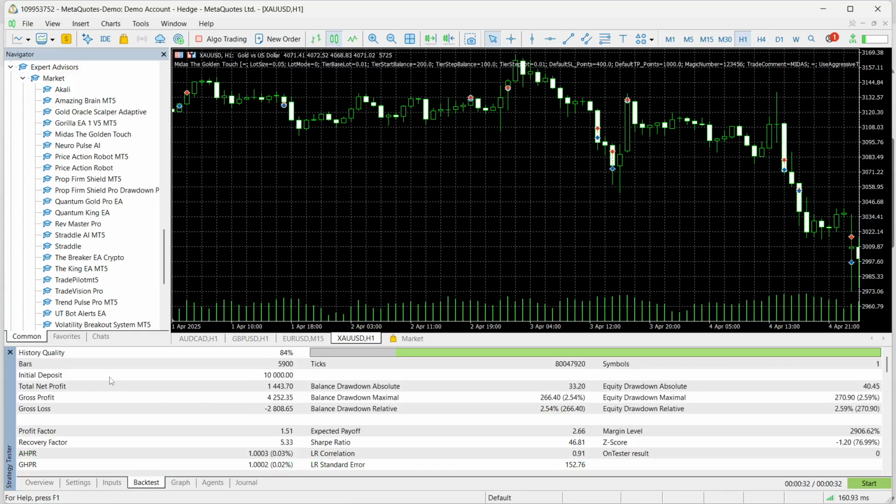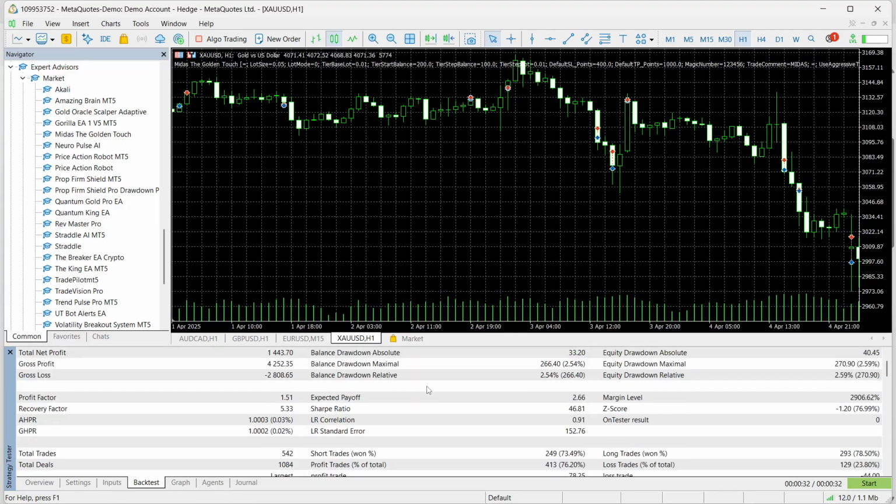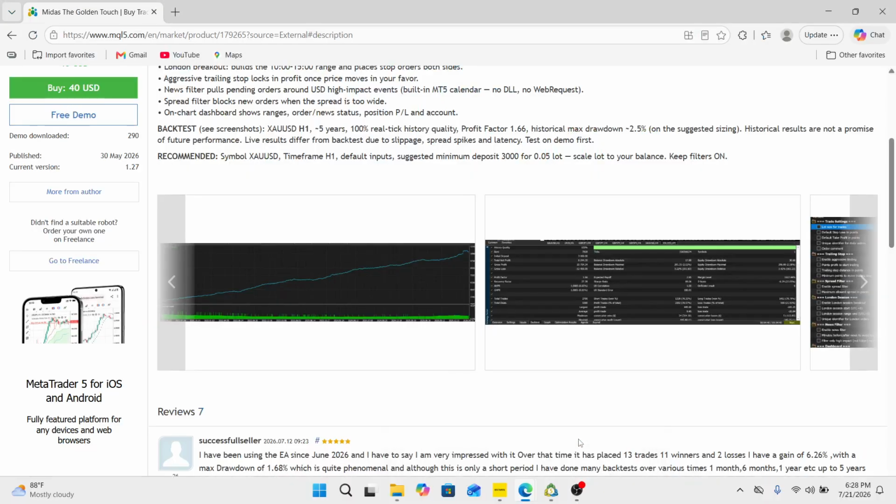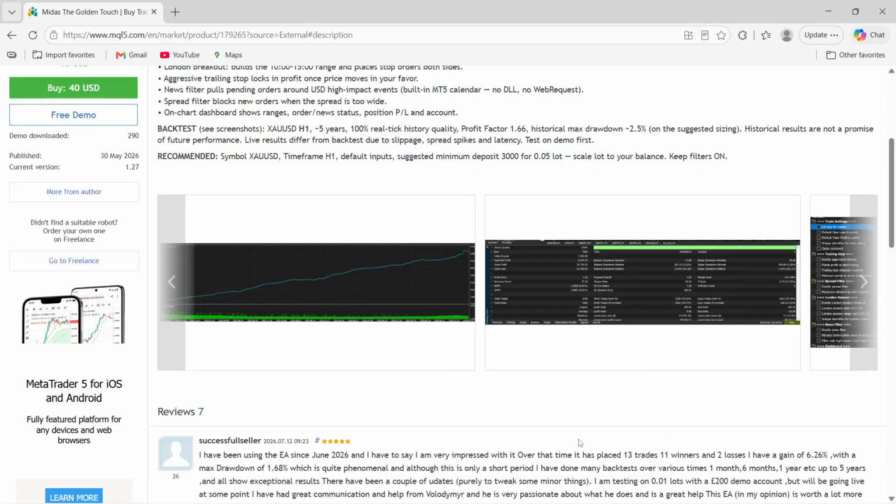For an initial $10,000 deposit, we had a total net profit of $1,443. The profit factor was above 1 at 1.51, and we had a balance drawdown of 2.54%. The total trades taken for the 1 year period were 542 trades. All right, so it seems in line with what the developer actually claims, and the performance looks pretty decent.